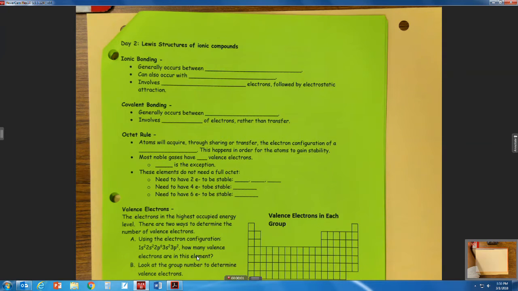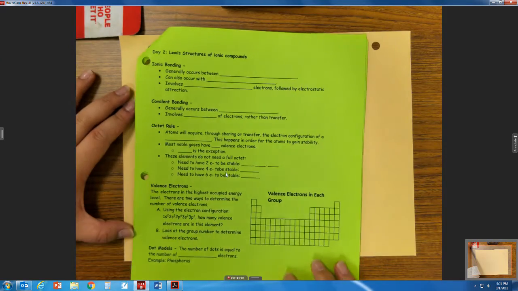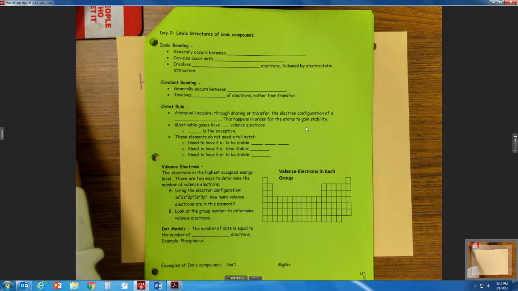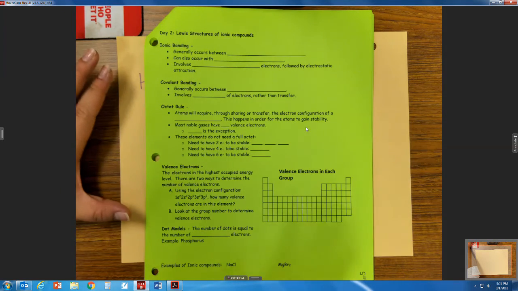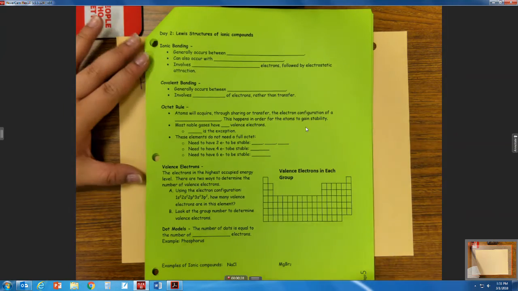Okay, so hey guys, we're going to go ahead and go over day 2 notes today, Lewis structures for ionic compounds. And actually, I'm only going to work on the sample problems because a lot of this, especially the first page, was all review from last semester. So you should already know a majority of this. You should already know all of this.